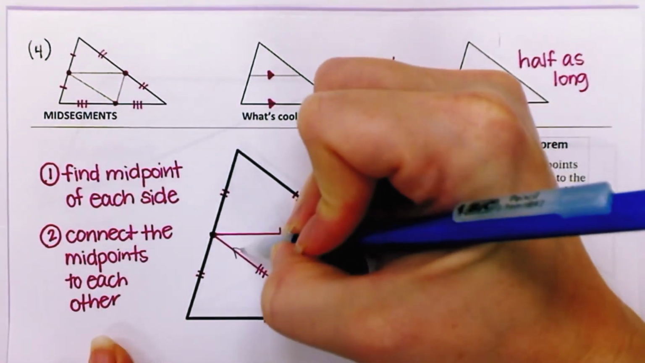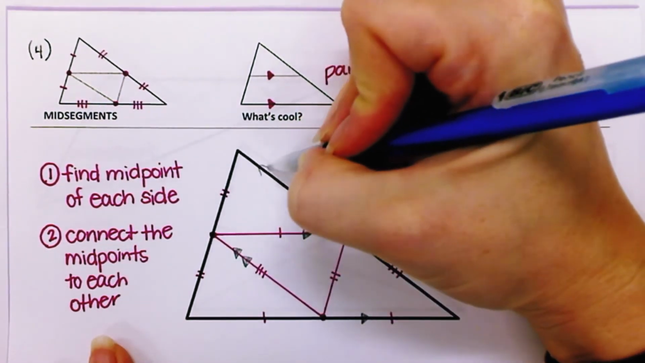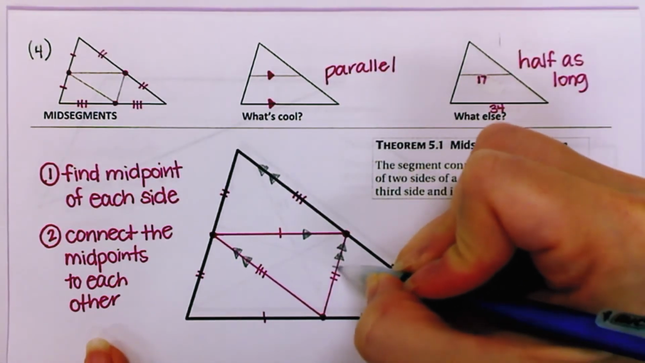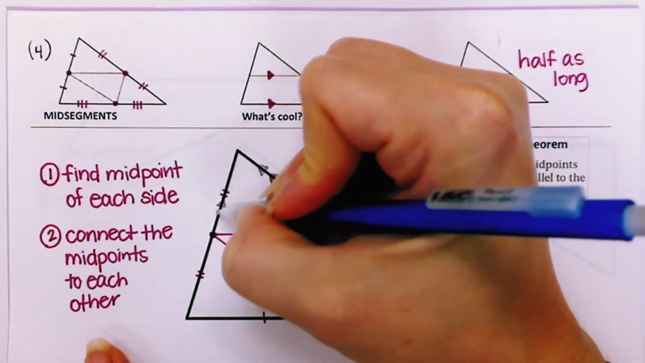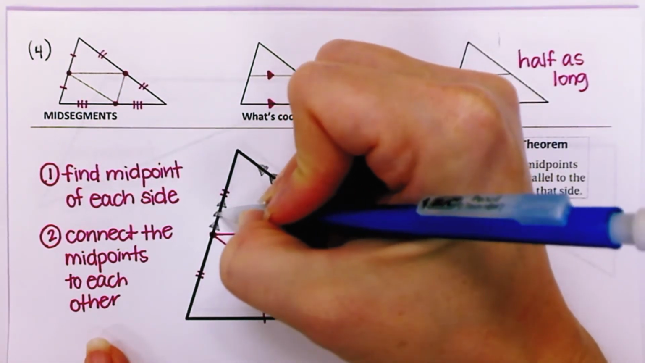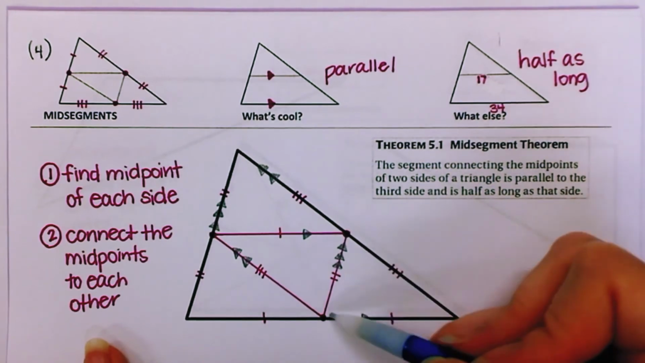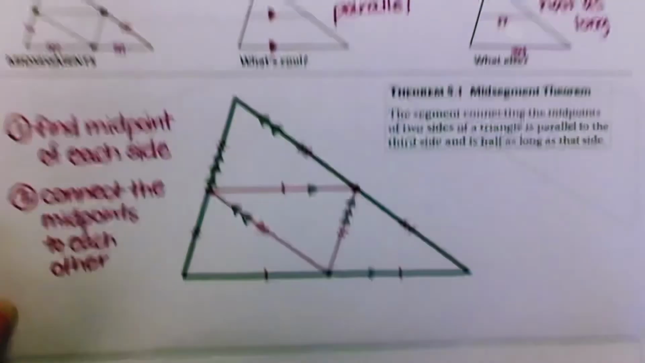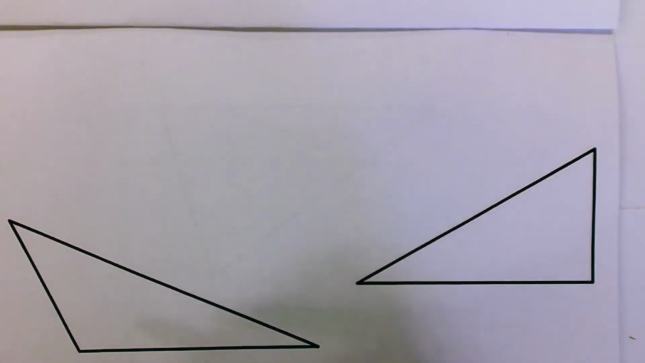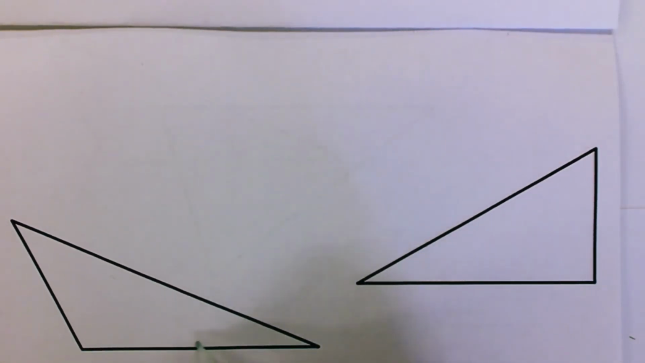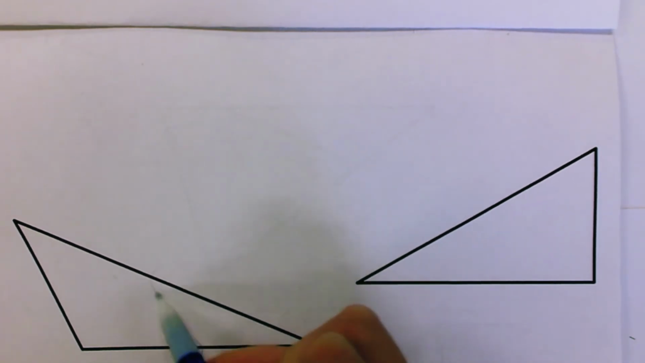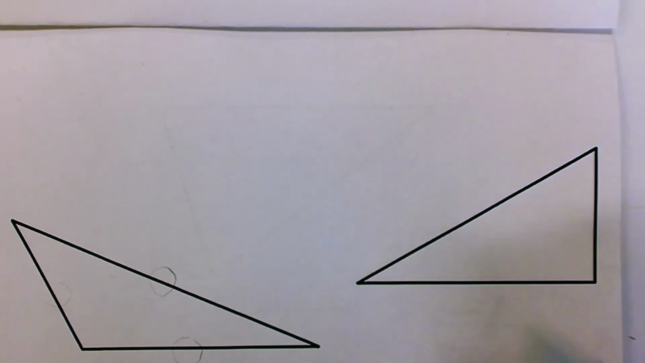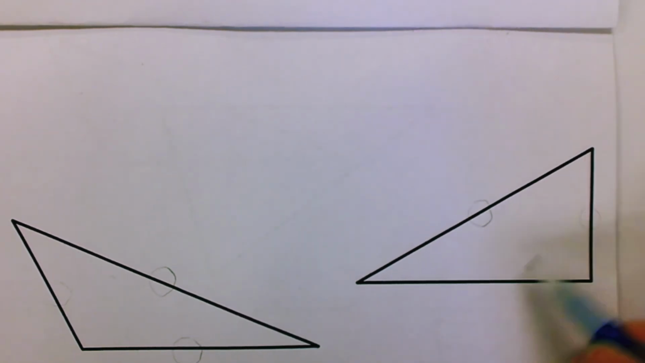On top of that, we also know that we have a bunch of parallels going on, right? Each of those midsegments is parallel to one of the sides of the triangle. So this one should be pretty simple to do. You're again just going to measure to find the midpoints of each of the 3 sides, and then you'll connect those midpoints together, forming that triangle in the center. Please do that for both of these triangles.